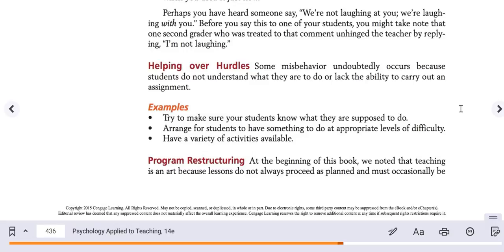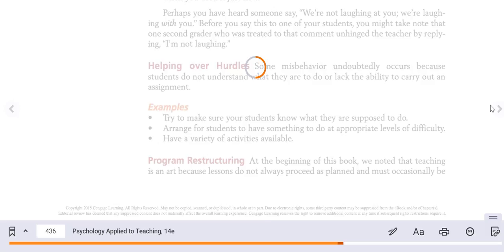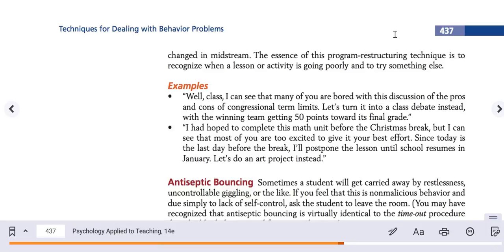Program restructuring. At the beginning of this book, we noted that teaching is an art because lessons do not always proceed as planned and must be occasionally changed in midstream. The essence of this program restructuring technique is to recognize when a lesson or activity is going poorly and try something else. Well, class, I can see that many of you are bored with this discussion of the pros and cons of congressional term limits. Let's turn it into a class debate instead, with the winning team getting 50 points towards its final grade.